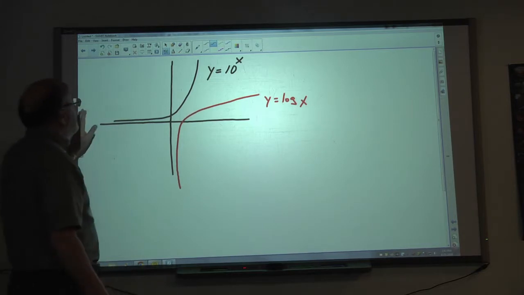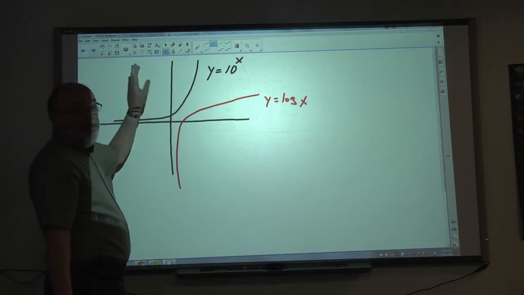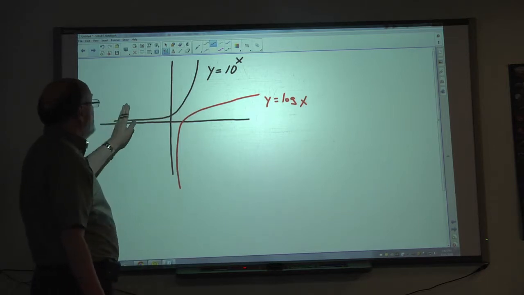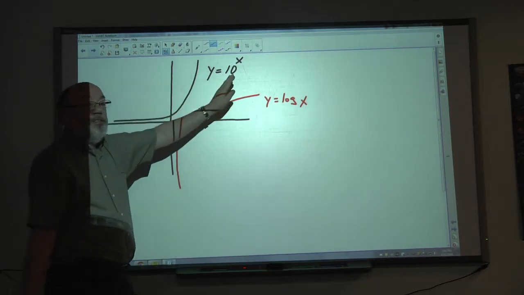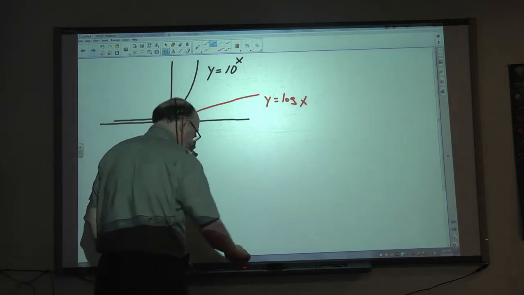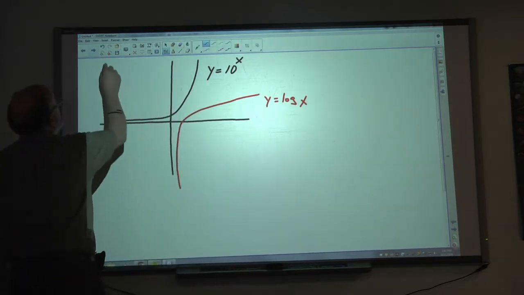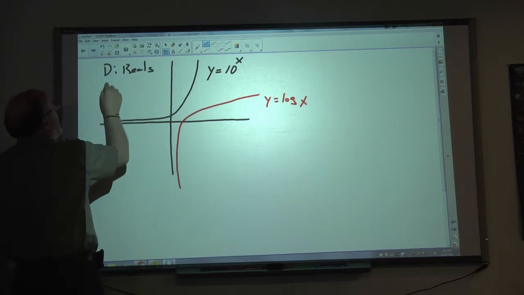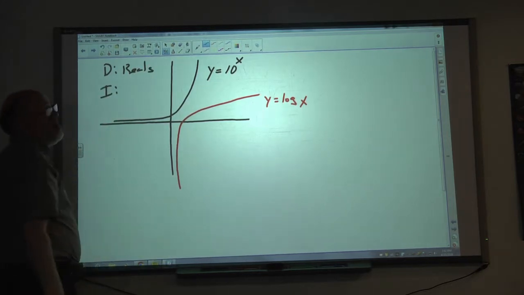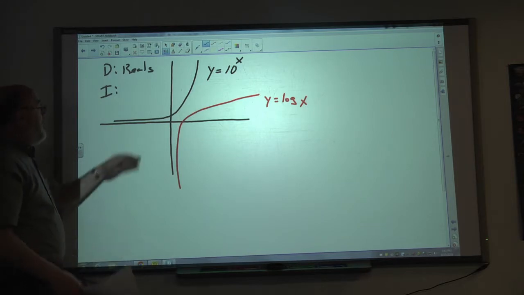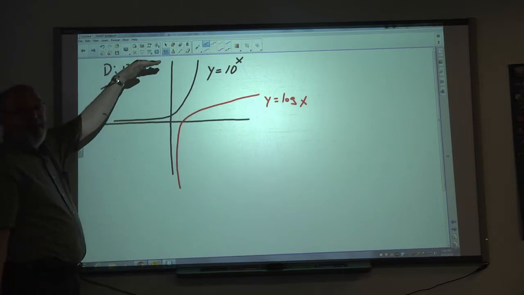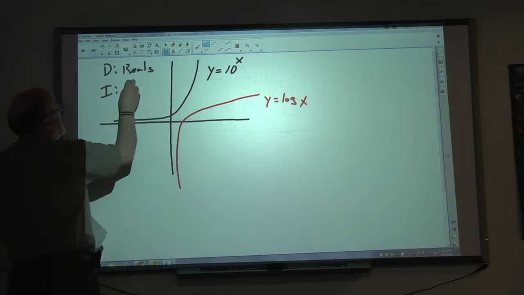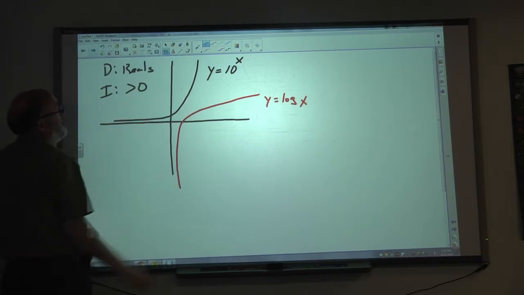Well, if I look at this black one, again, remember domain is the x value, right? So this graph tells me the x numbers that I can plug in here are going to be all real numbers. And then the y numbers, or the image I get out, are going to be numbers that are greater than 0. Okay? So I get numbers that are greater than 0. Right?